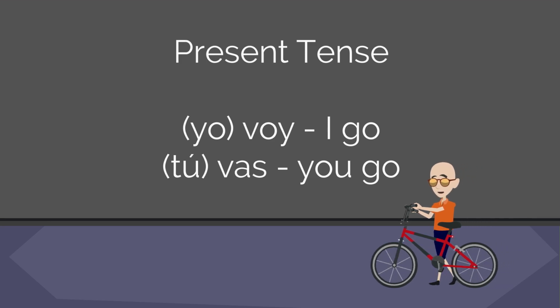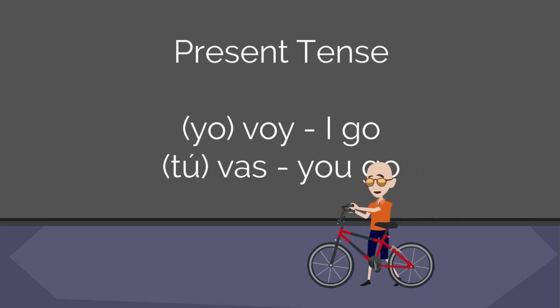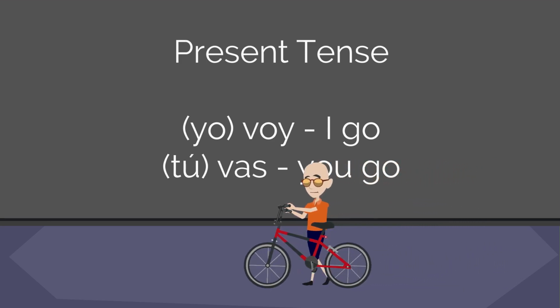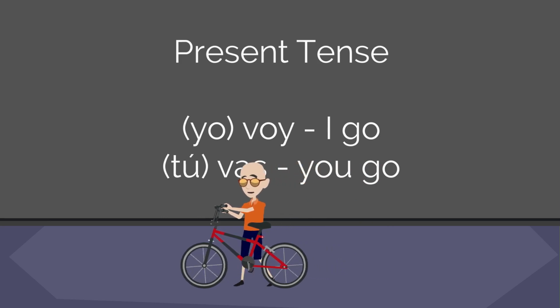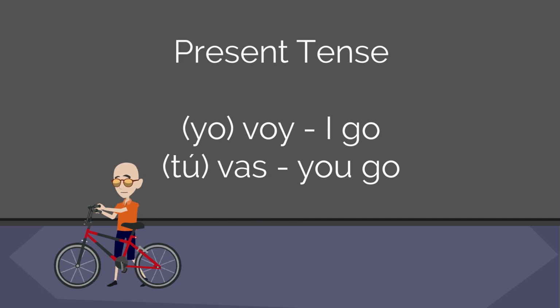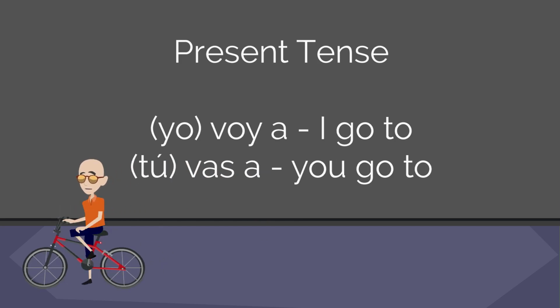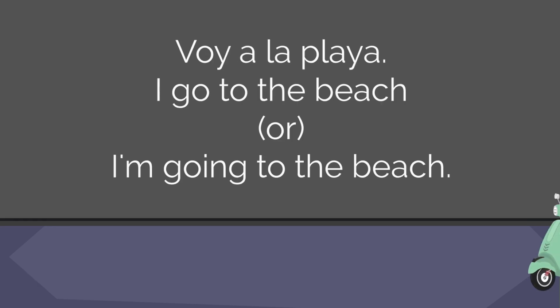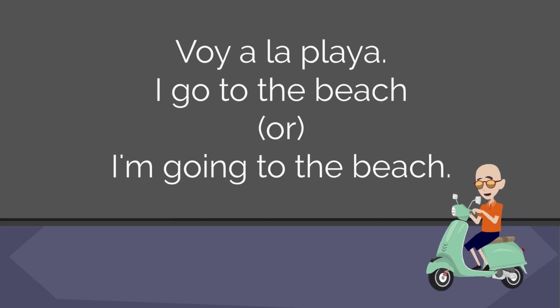Alright, this is the part where you should start taking notes. We're going to start with the present tense. I go, yo voy, you go, tú vas. Remember, you can leave off the yo and tú in your sentences. Now, in our sentences, we're going to be saying we're going to somewhere. So we're going to need that little word to, which is a. So it's helpful to learn these as voy a, I'm going to, and vas a, you're going to. To make a complete sentence with these, just plug in a location.